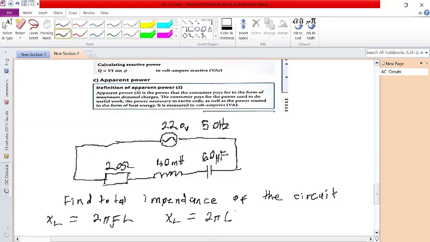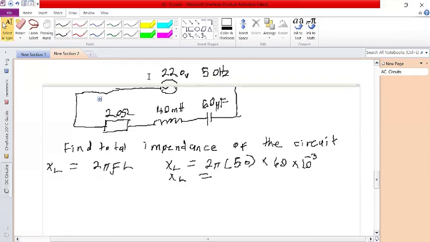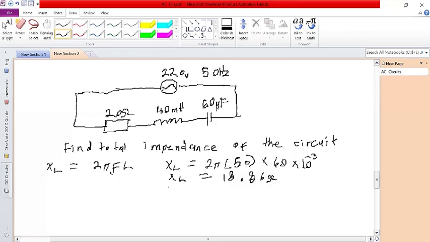So we're saying XL equals 2 pi. Our frequency is 50. Then our inductance is 60 millihenries. Then we find XL. So if you do your maths, you find your inductive reactance is 18.86 ohms.